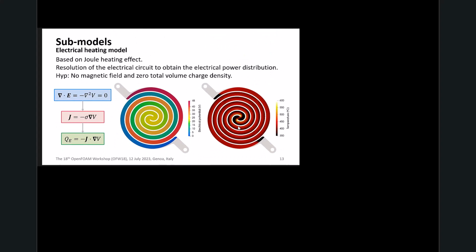Then, let's pass to the electrical heating model for modeling the electrically heated catalyst. In this case, the electrical heating is based on the Joule heating effect, and the model resolves the electrical circuit in order to obtain the electrical power distribution. We make the hypothesis of no magnetic field and zero total volume torque density. In this way, it is possible to compute the electrical potential, then the current density, and finally the power per unit volume.